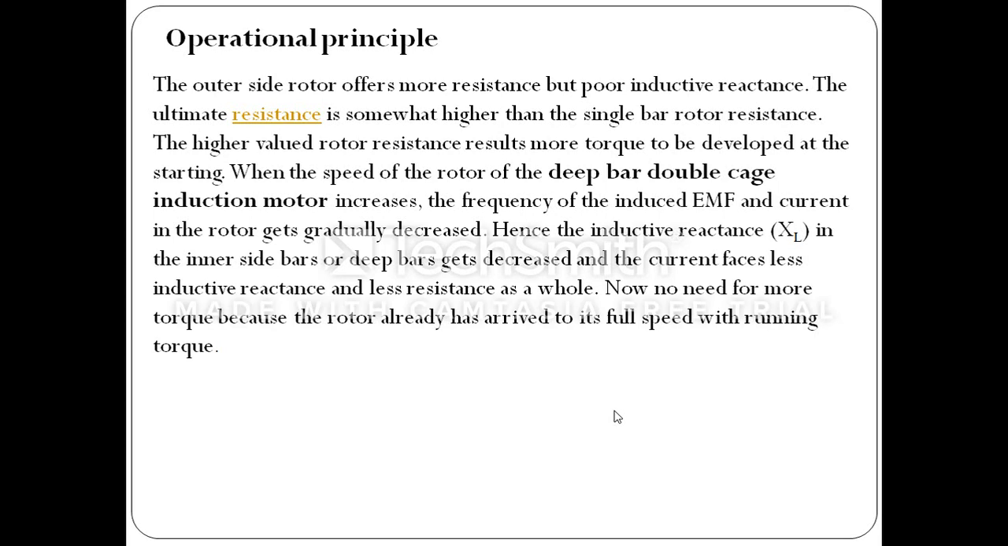When the speed of the rotor of the deep double bar cage induction motor increases, the frequency of induced EMF and current in the rotor gradually decreases, and hence the inductive reactance, that is XL, in the inner side bar or deep bar decreases, and the current faces less inductive reactance and less resistance as a whole. Now there is no need for more torque because the rotor has already arrived at its full speed with running torque.